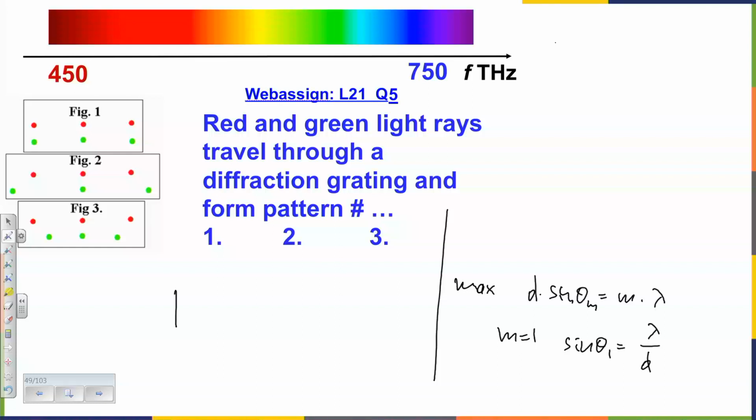So when frequency increases, wavelength decreases. When frequency decreases, wavelength increases. So when we go from blue to red, frequency decreases, wavelength increases. That should increase the angle.